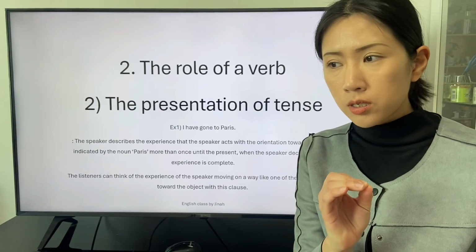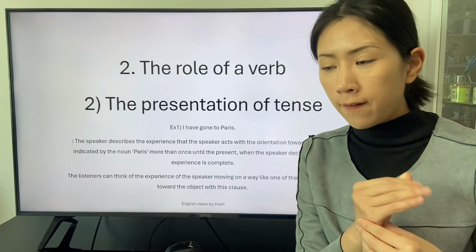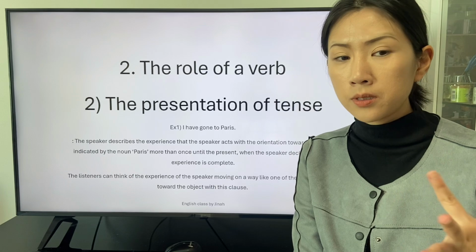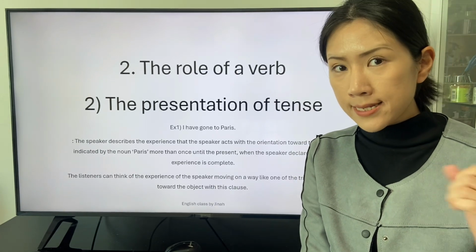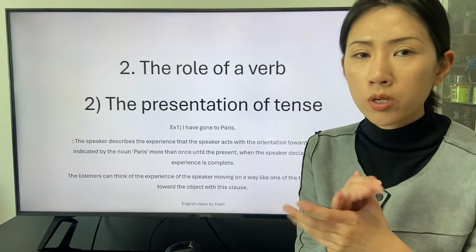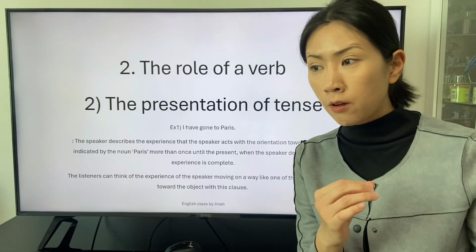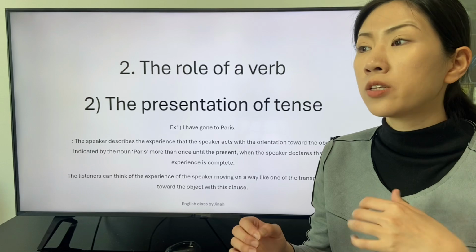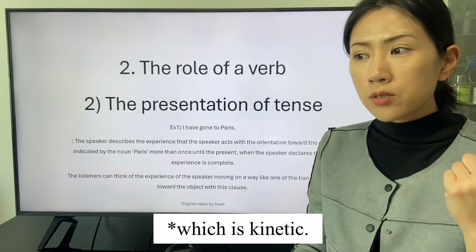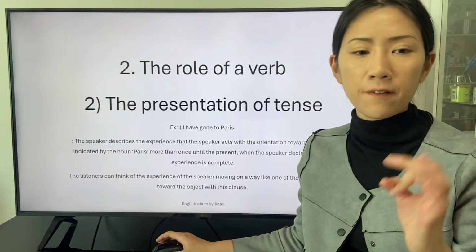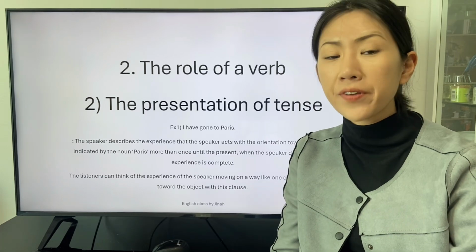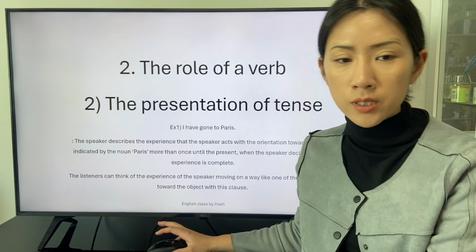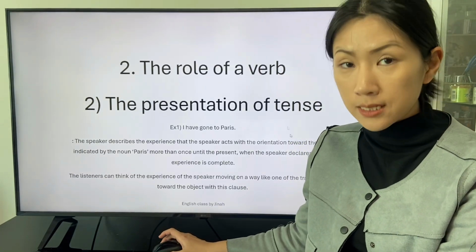The root form of the past participle gone is the verb go. The definition of the intransitive verb go describes an action. The listeners can think of the experience of the speaker moving on a way, like one of the transportation, toward the object with this clause.